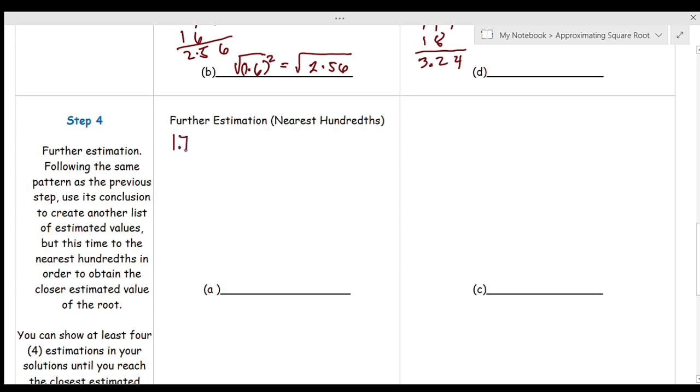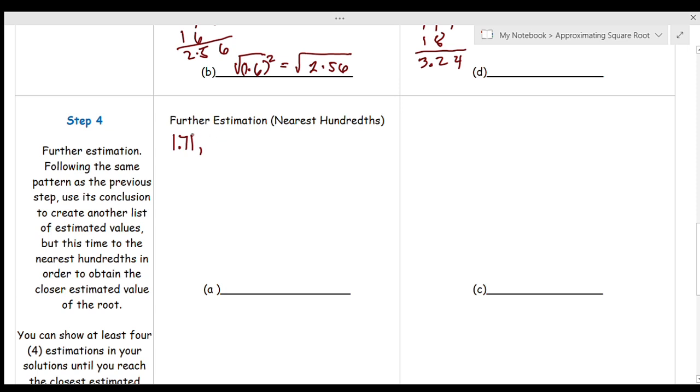Since this is nearest tens, we will just add 1.71 because we are now at the nearest hundreds. So, for further estimation, following the same pattern as the previous step, we need to create another list of estimated values. But this time, to get closer to the nearest hundreds, in order to obtain the closer estimated value of the root, we need to do this.